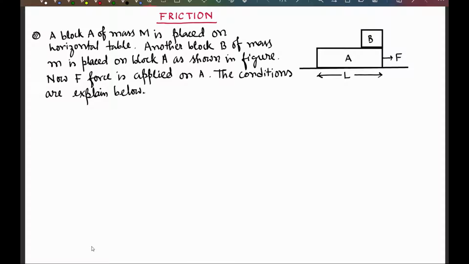Here, a block A of mass M is placed on a horizontal table. Another block B of mass small m is placed on block A as shown in the figure. Now force F is applied on A. Now the first condition is that there is no friction between all the surfaces.